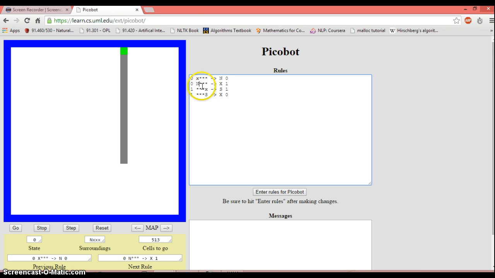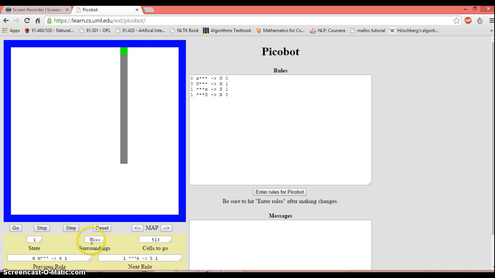Okay? Therefore, since this is the rule that matches, we're going to follow these instructions. When it says move X, what that means is don't move in any direction. If it were an N, that would mean move north, and S means move south, and X means don't move. And then we change the state to state 1. Okay? So when I hit step, we expect it to not move, and we expect the current state to change to state 1. So when I hit step, the state has changed, and it hasn't moved.